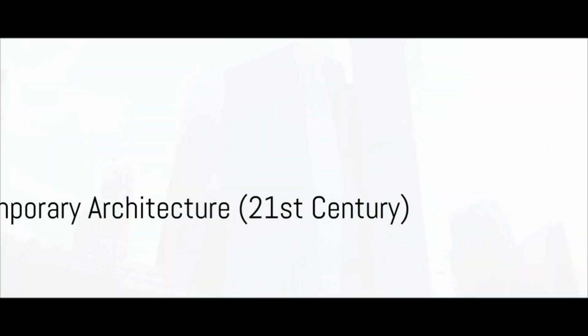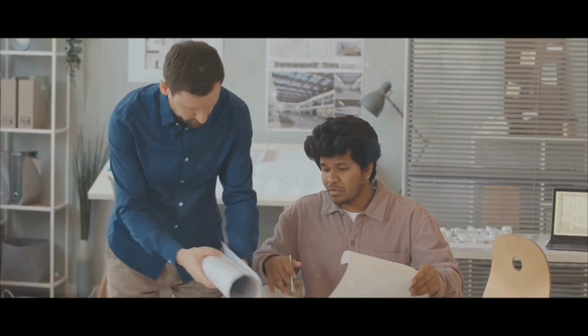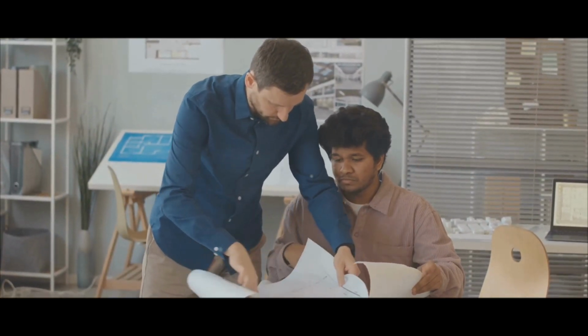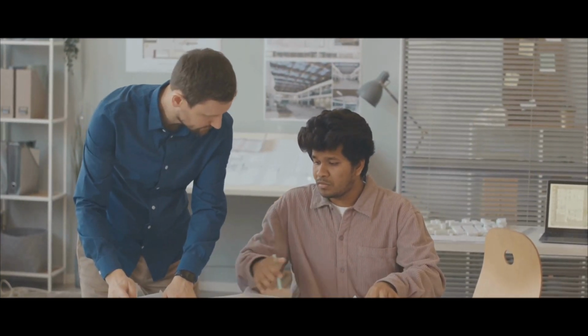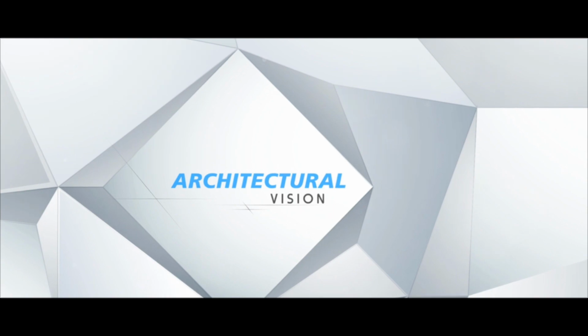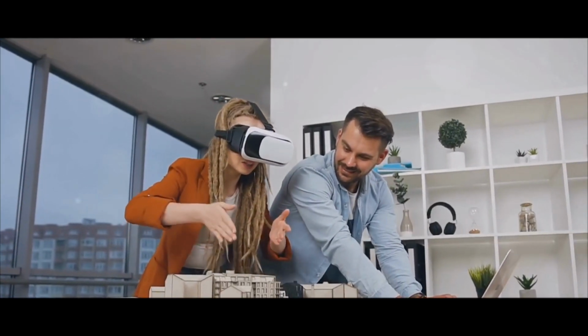Finally, we arrive in the 21st century with contemporary architecture. This era is characterized by a wide range of styles and approaches, reflecting a diverse society and evolving design trends. Sustainable design practices, digital technology, and innovative materials are the hallmarks of this period.